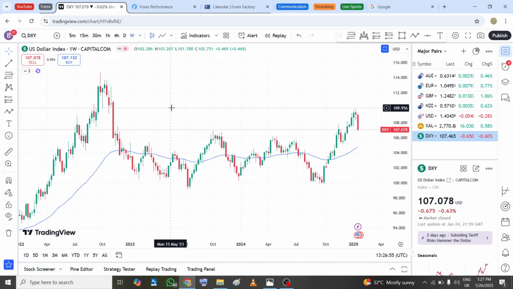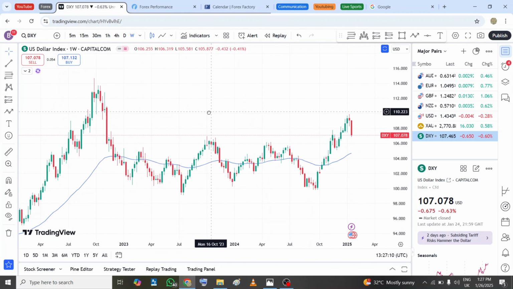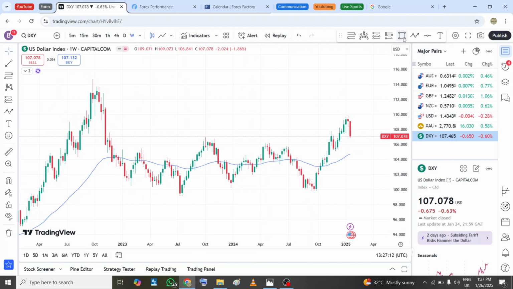This is the weekly time frame on dollar index because that's what we're going to use for example today. Now you draw your first support and resistance at the most obvious turning points of price. Okay, so looking at this chart right now, the most obvious turning points are the lower turning points, and then the higher turning points. All right, so let me just mark this up for you.